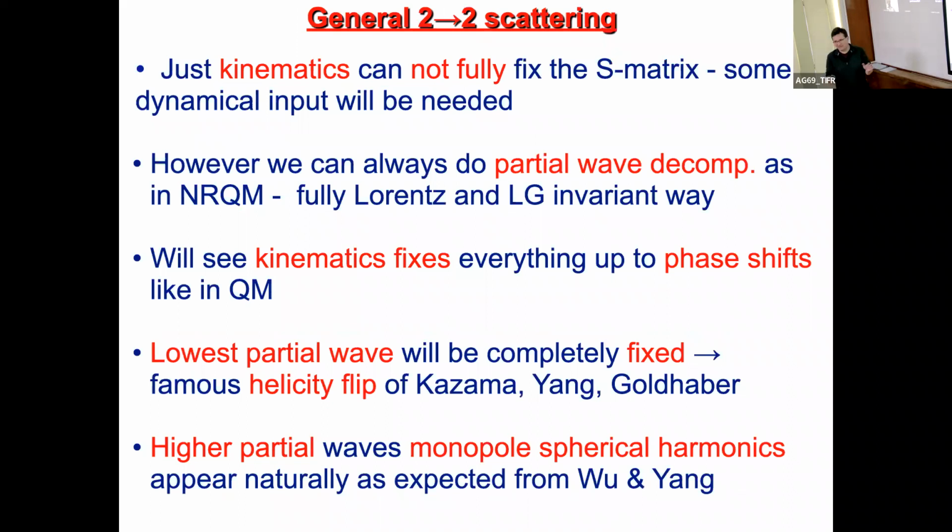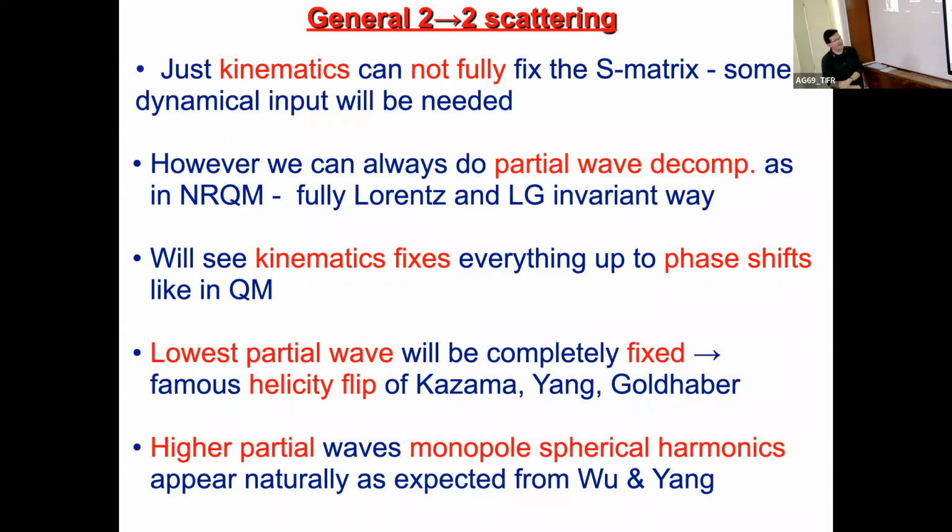Okay, so again, for decays, for 1 to 2, you can essentially fix everything. Okay. Now here comes the story about the 2 to 2 scattering. Yes, so that's of course much more complicated. The kinematics will not fully fix the S matrix. Okay, some dynamical input will be needed, but then of course we can try to go the route that Shiraz was asking. So we can do a partial wave decomposition.